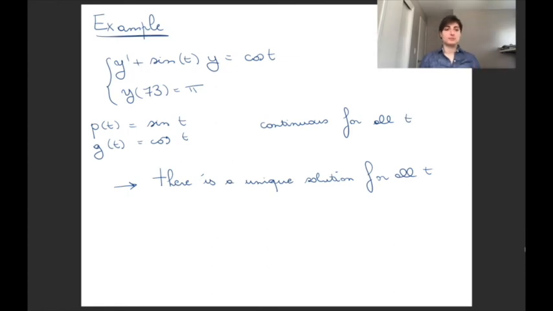Let's look at another example. y prime plus sine of t times y equals cos of t, with an initial time at 73 in which y is equal to pi. So in this case, p of t, according to our notation, is the sine of t. g of t is equal to the cosine of t. Both of them are continuous for all values of t. So it doesn't even really matter where you started your initial condition. There is a unique solution for all values of t.